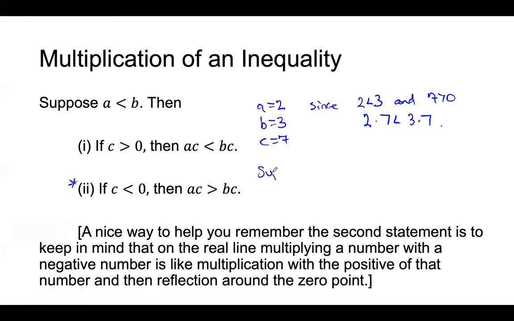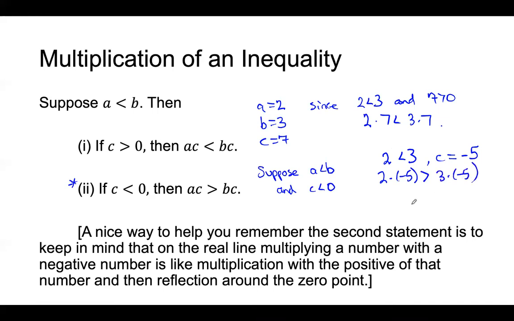So suppose A is less than B here, and C is less than 0, so it's negative. So an example would be 2 is less than 3, but we're going to be multiplying by -5, a negative integer. So we have 2 times -5, and the inequality changes. So now it's 3 times -5, which is -10 is greater than -15.